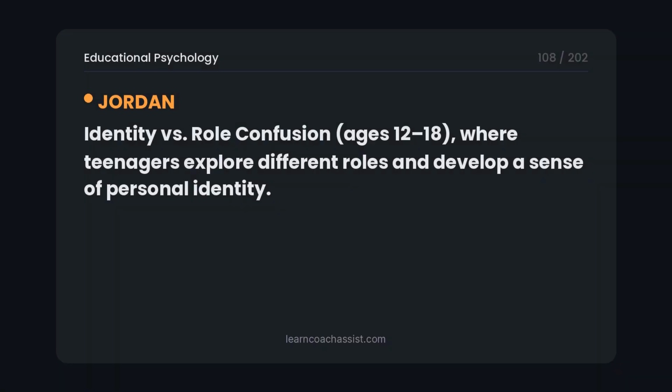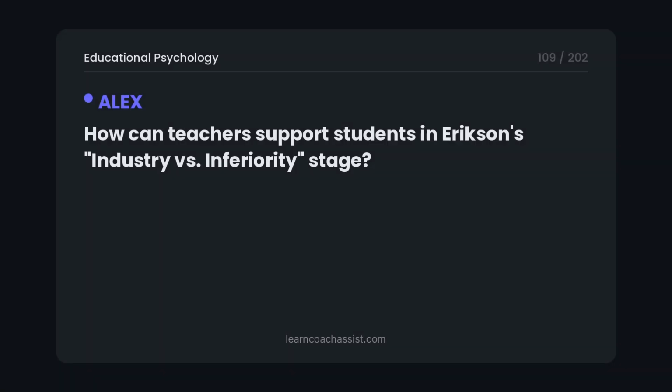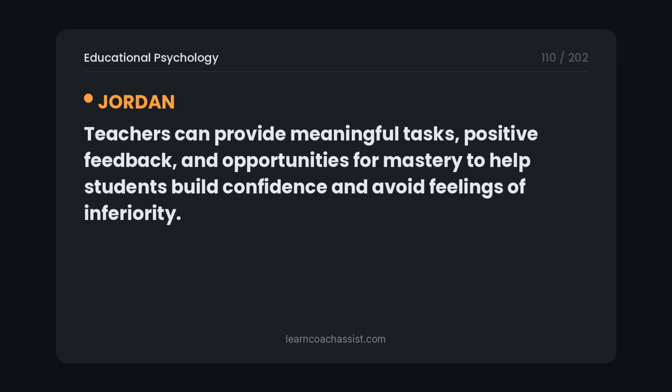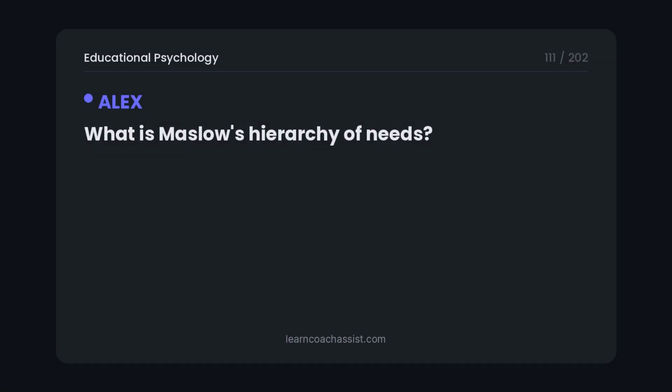Identity versus role confusion, ages 12 to 18, where teenagers explore different roles and develop a sense of personal identity. How can teachers support students in Erikson's industry versus inferiority stage? Teachers can provide meaningful tasks, positive feedback, and opportunities for mastery to help students build confidence and avoid feelings of inferiority. What is Maslow's hierarchy of needs?